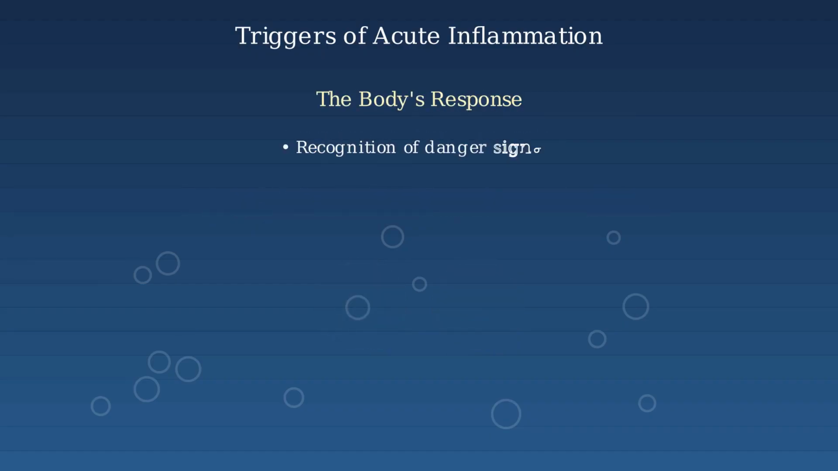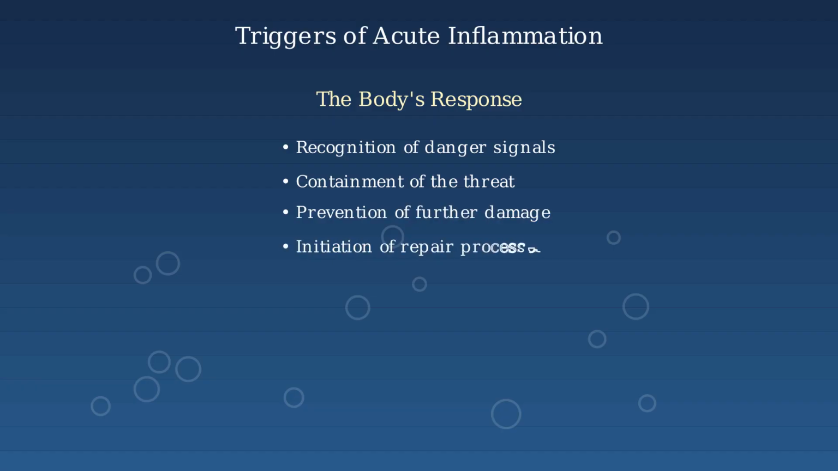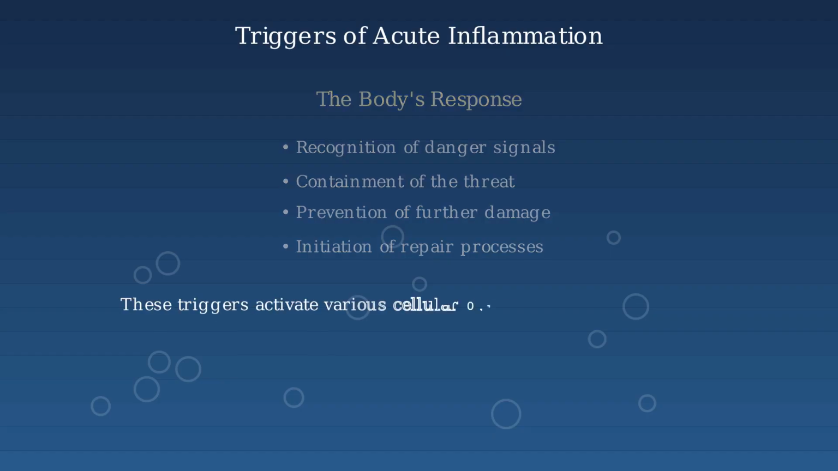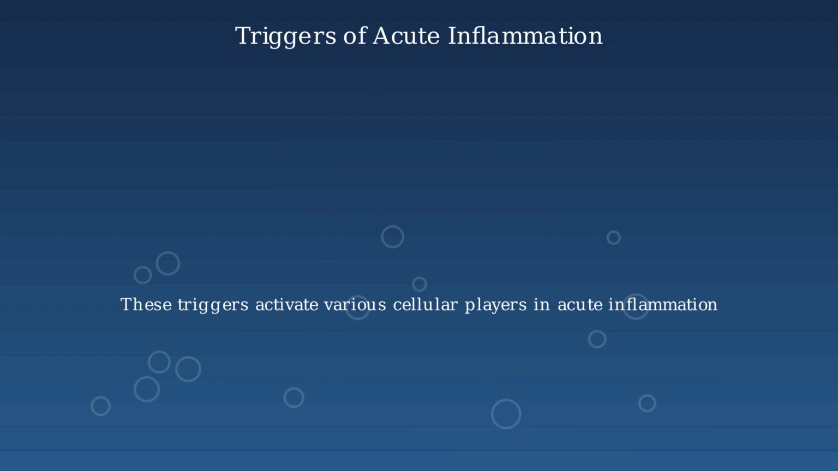Regardless of the trigger, the body recognizes these as threats and initiates the inflammatory response to contain and eliminate the danger before it can spread or cause further damage. These various triggers activate the cellular components that play key roles in the inflammatory response. Let's explore the key cellular players in acute inflammation.